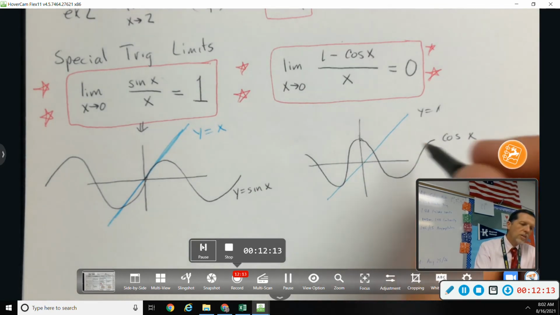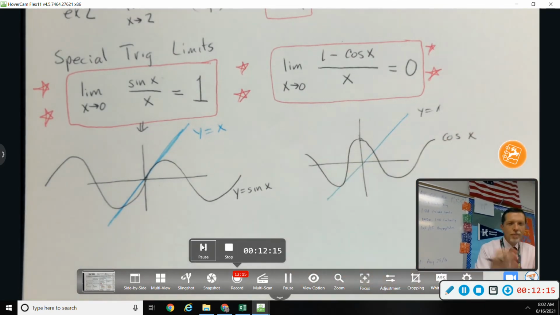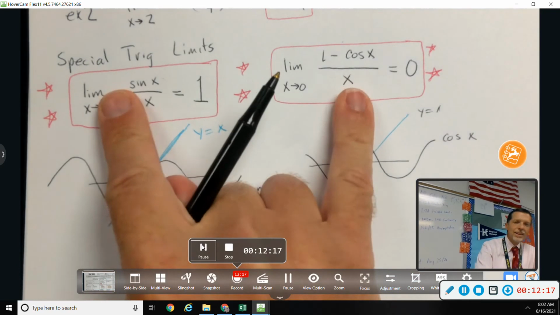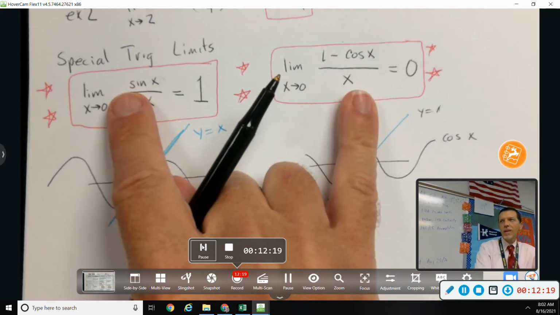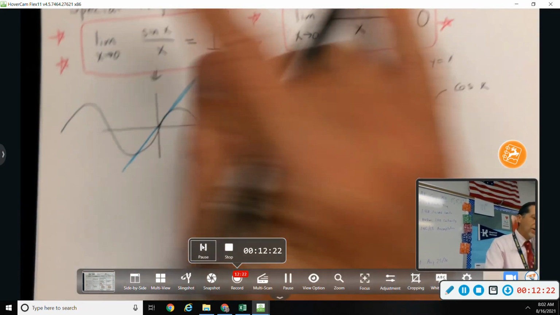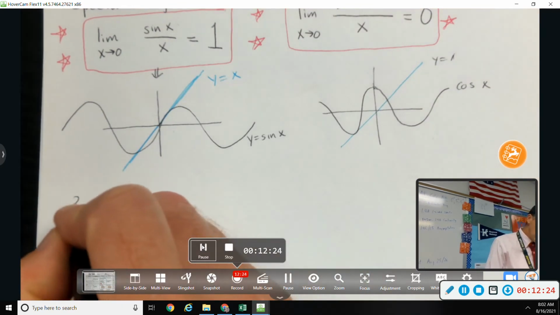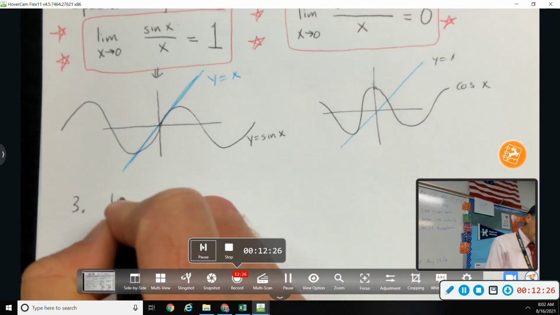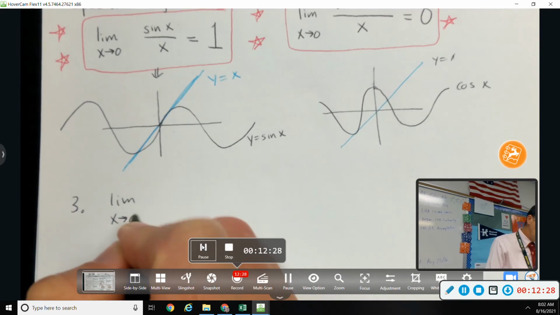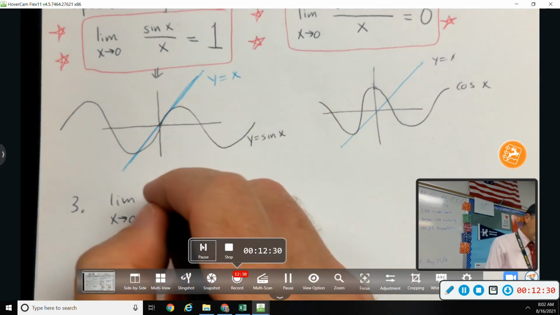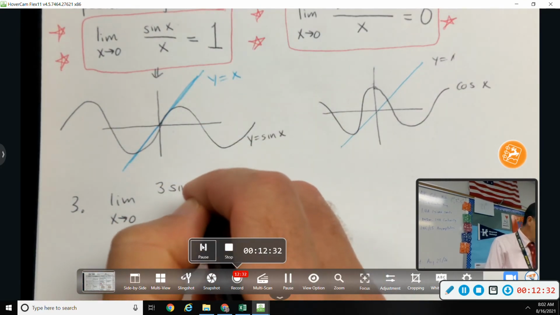So maybe the graphs help, maybe not. At the end of the day, you just have to know those two. Like, put that in the list of things you got to know. So some examples that use those. Right, we're not going to ask them straightforward. We're going to put some tricks in there.